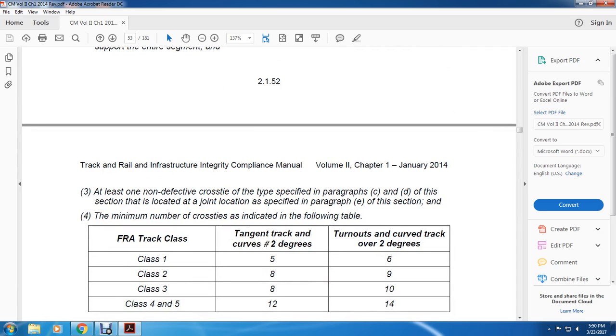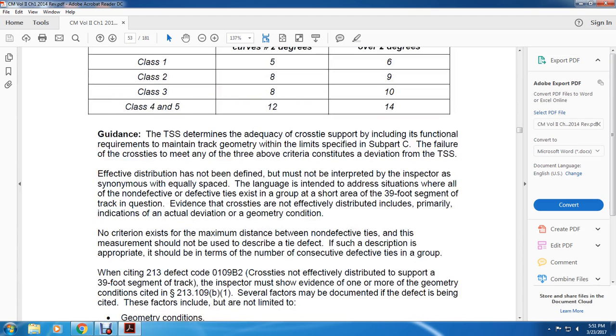Class 1: tangent track and curves up to 2 degrees, 5 ties; turnouts and curves over 2 degrees, 6 ties. Class 2: tangent and curves up to 2 degrees, 8 ties; turnouts and track over 2 degrees, 9 ties. Class 3: 8 ties for tangent track and curves up to 2 degrees, and 10 ties for turnouts and curved track over 2 degrees. Class 4 and 5: 12 ties for tangent track and curves up to 2 degrees, and 14 for turnouts and curves over 2 degrees.